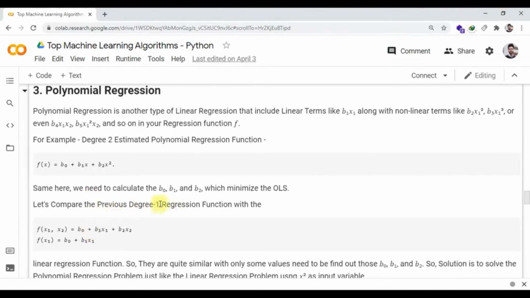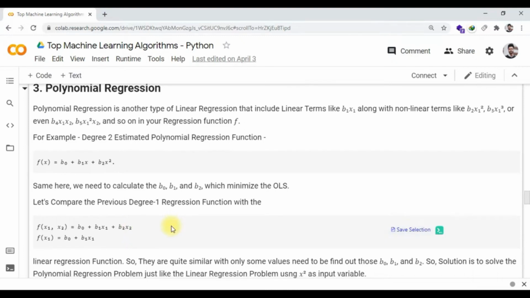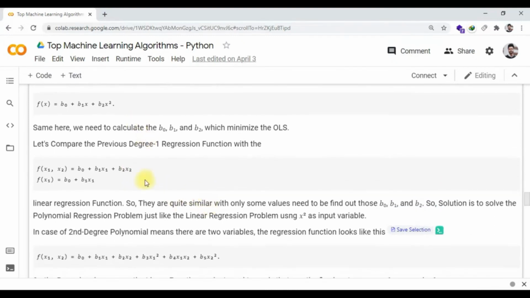So let's compare it with degree 1. Degree 1 means the highest degree is x, no square, no cube. So here you have x1 and x2, and this is the degree 1 equation. This is the degree 2 equation because here x has a square, and here x has just power 1. These two equations are quite similar because in both we need to find only the terms b0, b1 and b2.